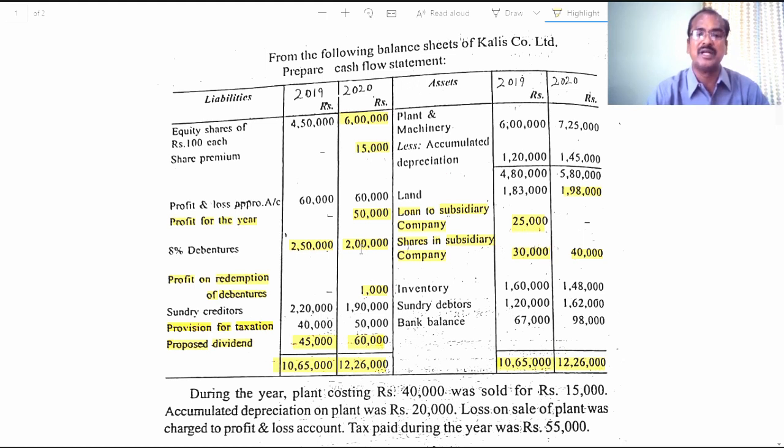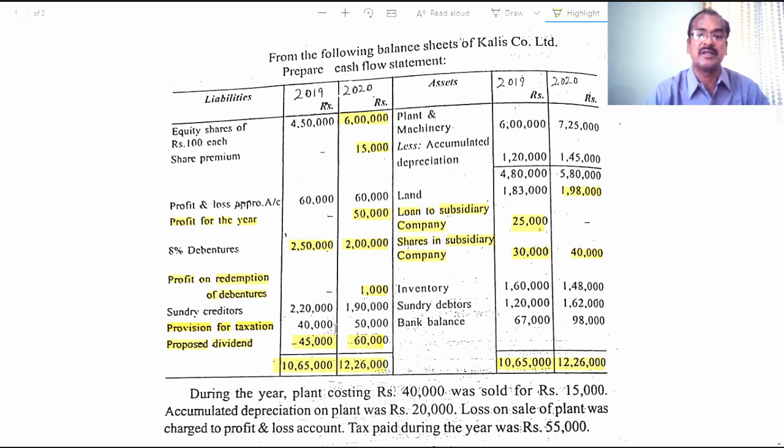Therefore, they have redeemed the debentures worth 50,000 rupees, making a payment of only 49,000, and they have earned a profit of 1,000. So the 49,000, which is a cash outflow for the redemption of debentures, will be taken over to financing activities and recorded there. Sundry creditor is a current liability. You find a decrease in sundry creditor. Decrease in the current liability leads to cash outflow.